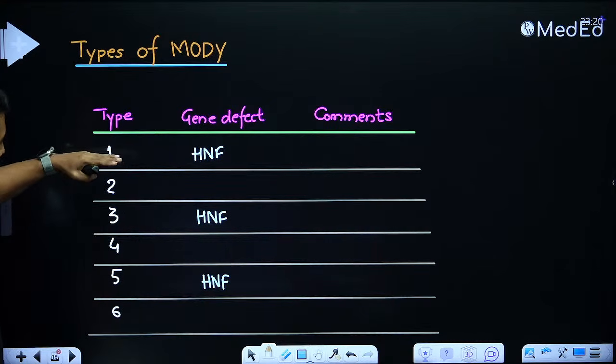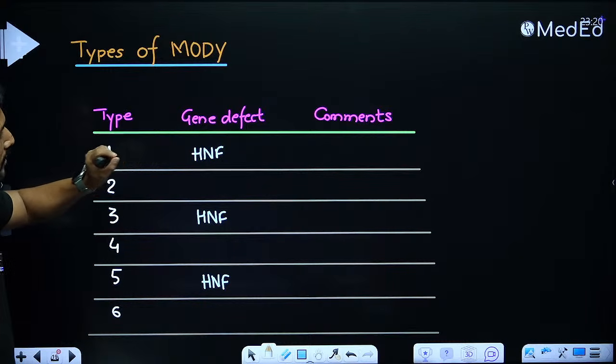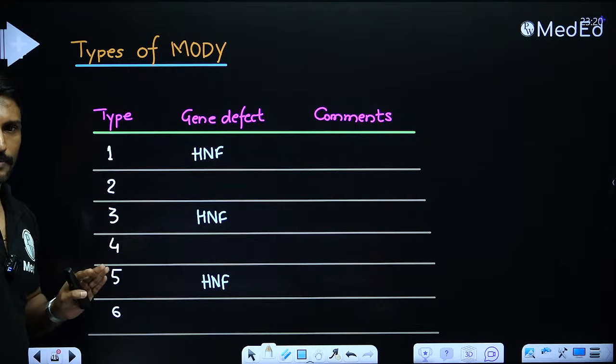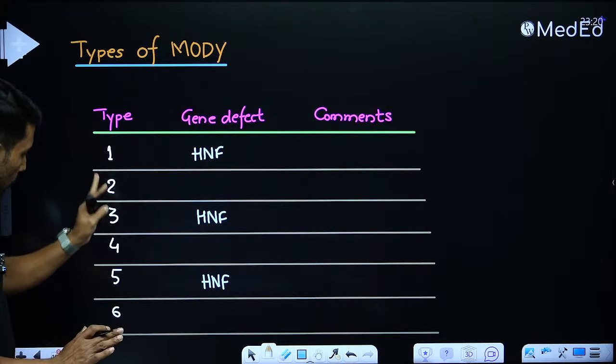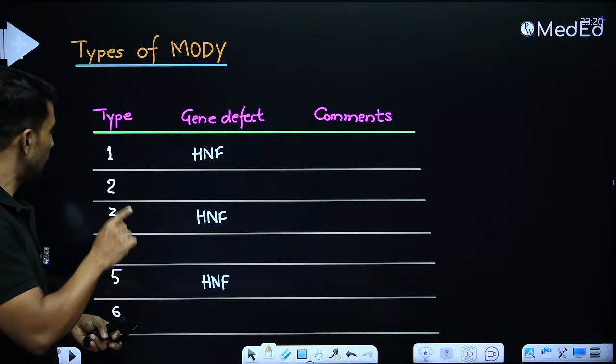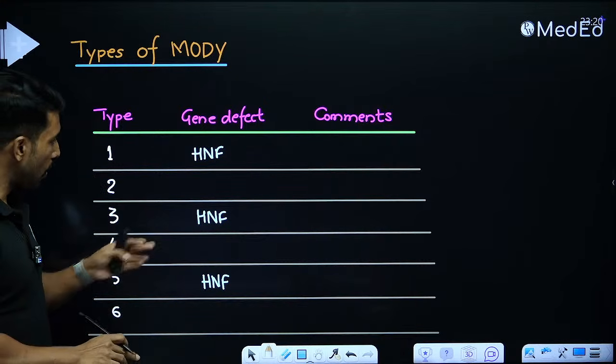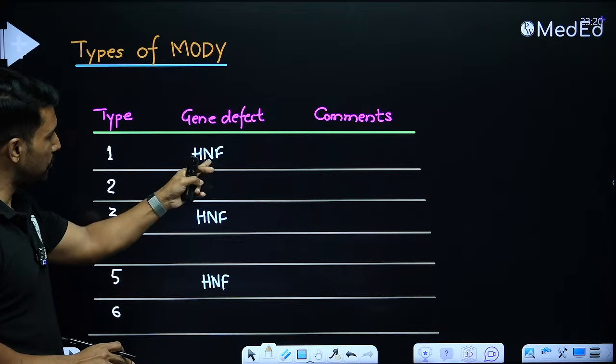Okay. So type 1, 3 and 5, they are due to mutations in hepatocyte nuclear factor. Why am I writing about 1, 3 and 5? Because I want to make it easier for you to remember. Odd numbers I'm picking up. 1, 3 and 5 are odd numbers. Odd number MODYs are due to HNF mutations.